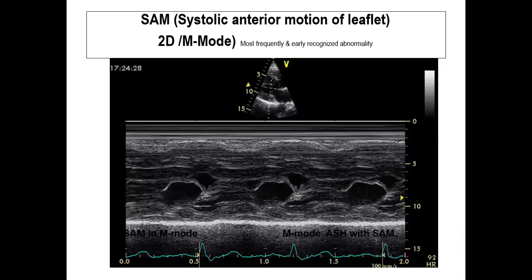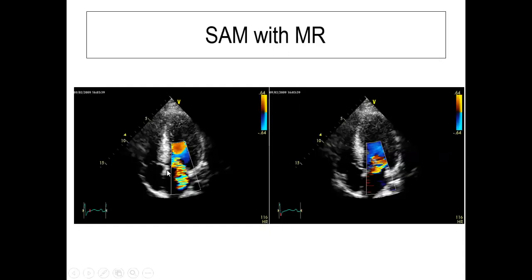Now, this is a picture I showed you a few minutes back. Look, this is a still picture of systole. Look at the cursor at systole. And look at the mid-systolic large MR. This is a cursor just at the beginning of systole, not much MR.